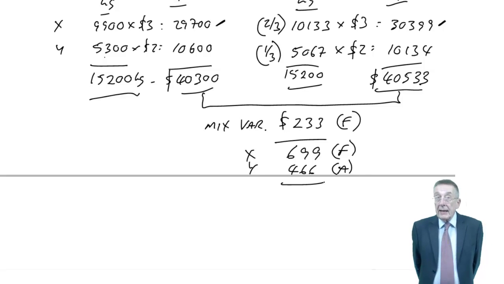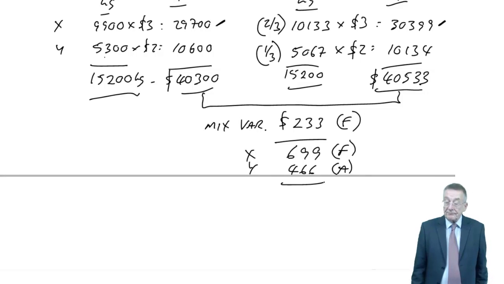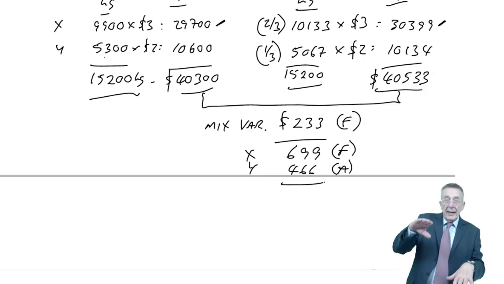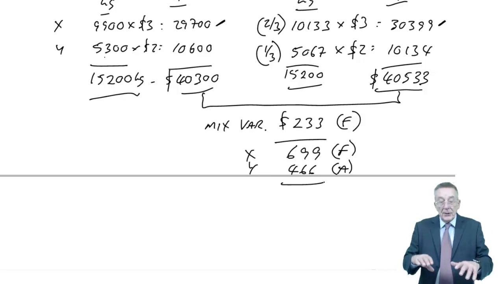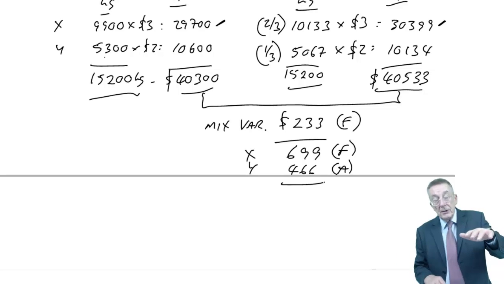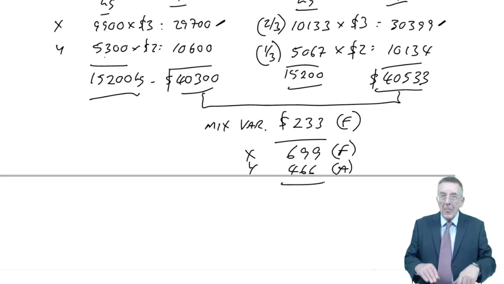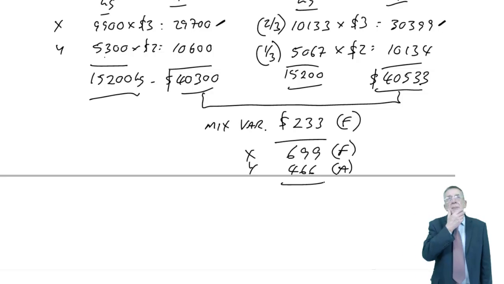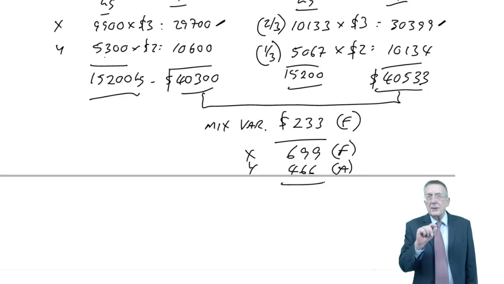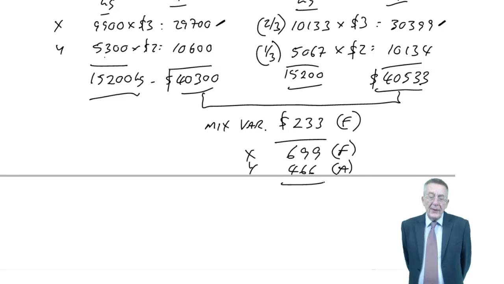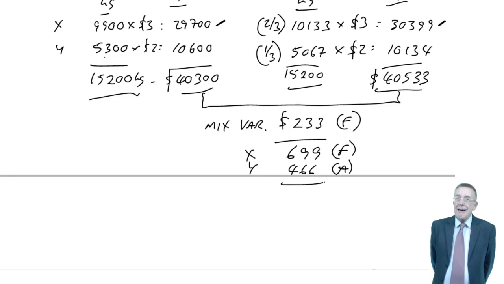And if you understood everything I've said, my introductory little fruit juice example, it should be clear to you that always there'll be one favourable, one adverse, because if you're using more of one, you're automatically using less of the other. And in fact, there was one question, it's a long time ago this, but part of a long question, and I think it was just 2 marks, or even 1 mark. It said, what would be the mix variance in kilos?